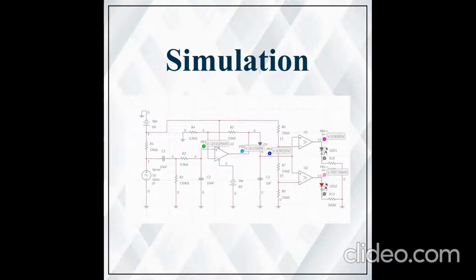A comparator is a circuit which compares voltages at the inverting and non-inverting terminals. For comparators, when Vin is greater than Vreference, output V0 is equal to +Vsat. And when Vin is less than Vreference, output V0 is equal to -Vsat. Output of comparator U1 is available at point 12 and is given to LED 1. Output of comparator U2 is available at point 13 and given to LED 2.